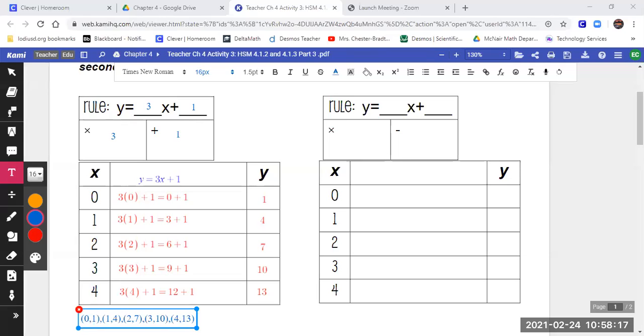I'm stalling for a couple people that I see finishing up that table.